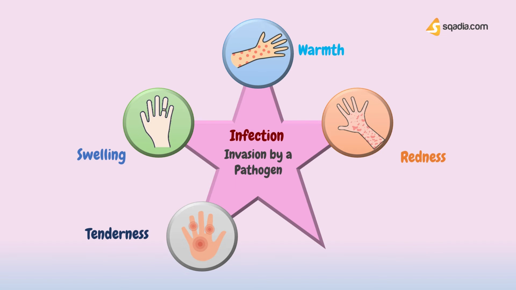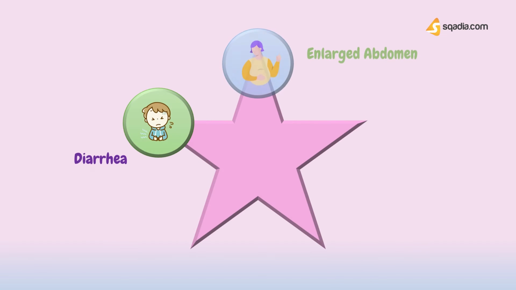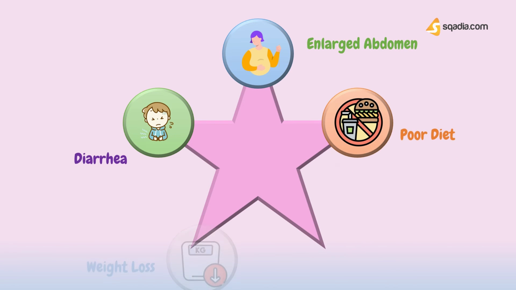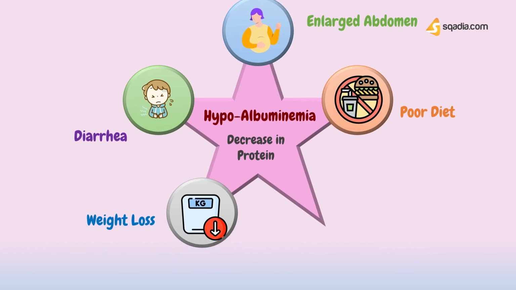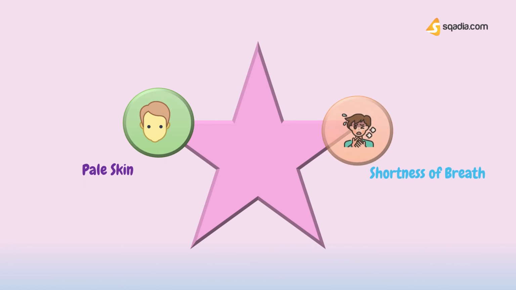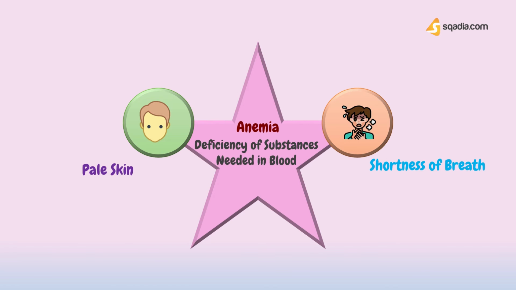If the patient has symptoms like diarrhea, enlarged abdomen, poor diet, weight loss, this is hypoalbuminemia, which is a decrease in a particular protein in the body. But if your patient has typical symptoms like pale skin, shortness of breath, then this might be an indication of anemia. This is a deficiency of a needed substance in the blood.